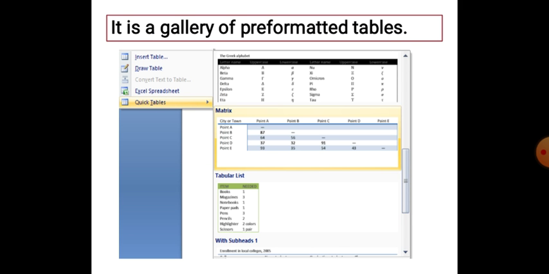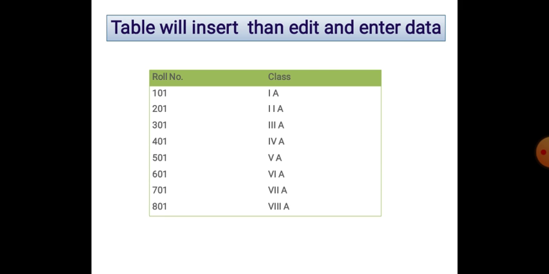Now what is a quick table? Actually it is a gallery of pre-formatted tables. In this, table designs are already given and contents are also given. So if you want to select any format we like, we simply click on one of the formats and see, we will get the table format with the content also. Here we will edit the contents and enter our own data. So quick table allows us to use pre-formatted tables. We don't have to think about how to design the table or how to fill the color.